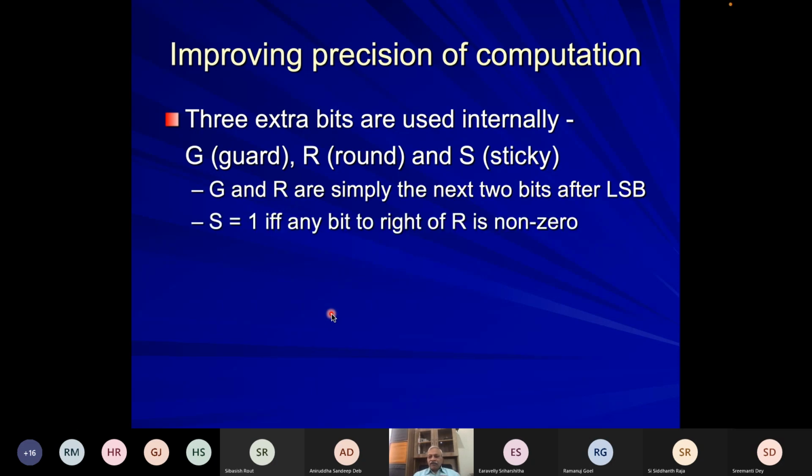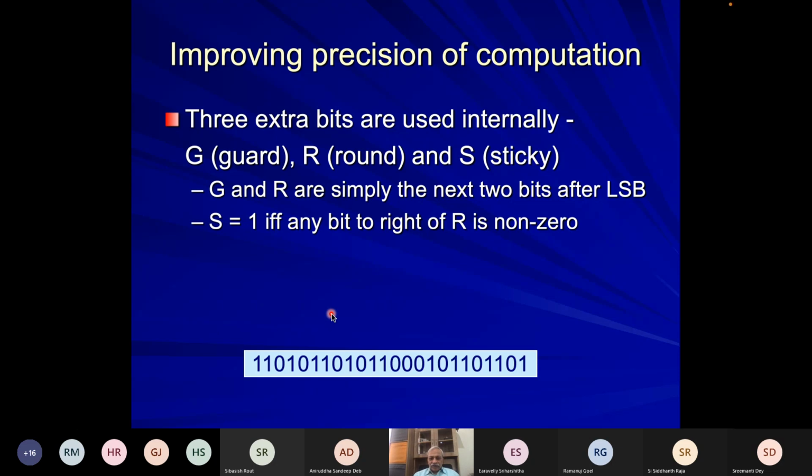G and R are simply the next 2 bits after the LSB. So as you are throwing out bits, the 2 which are just next to the LSB, you retain and call them G and R bits. And S represents the rest of the bits which are thrown away. So if any bit beyond G and R that is thrown away is non-zero, then you make S as 1. Otherwise you make S as 0, if all the bits toward the right of G and R are 0.